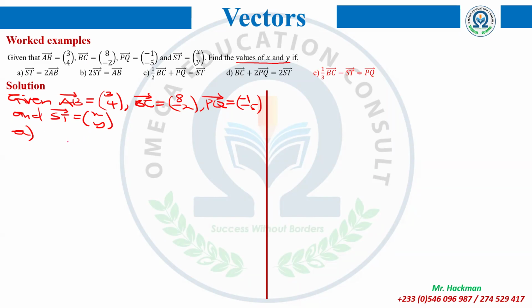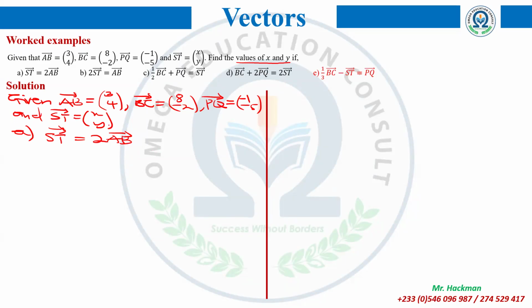So A, what are we dealing with? You can write given, or you can ignore the given and write vector ST. You are told it is equal to vector 2 times vector AB, not vector 2AB. All right, so this is what we have.